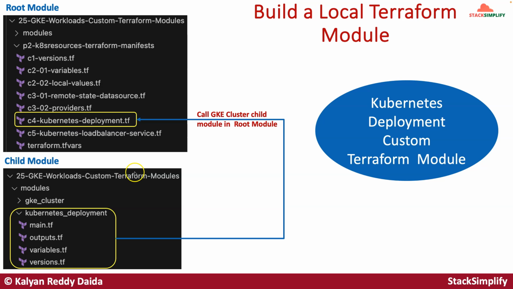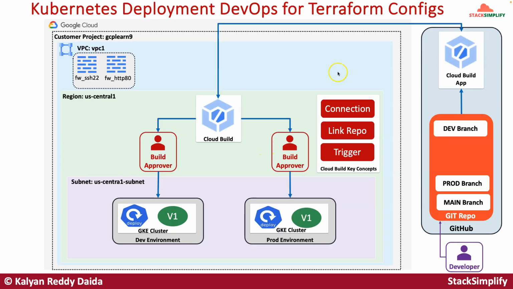We are going to create a simple Kubernetes deployment module as a child module and call it in the root module. Once that is done, we'll go ahead and implement the Kubernetes deployment DevOps, which is nothing but the workload DevOps implementation. We'll initially deploy a simple v1 version of our application, and later we will update it to v2 with manual changes, which means our Docker image will change the version from v1 to v2, and then we test it.